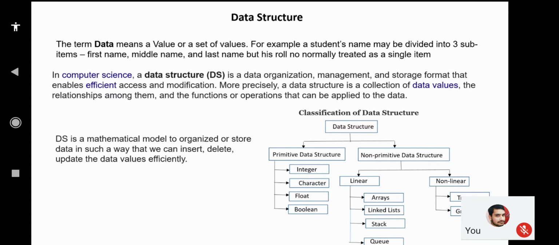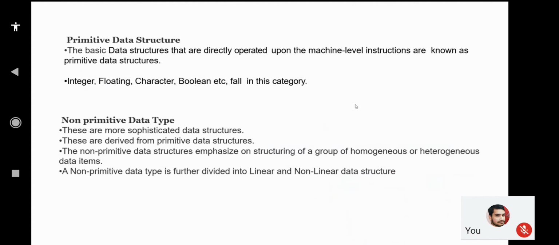Now, I will discuss one by one what is linear data structure and what is non-linear data structure. So, primitive data structure, I think all of you know. Non-primitive is what? These are most sophisticated data structures. These are basically derived from primitive data structure. This point is very important. So non-primitive data structure is basically built by the primitive data structures.